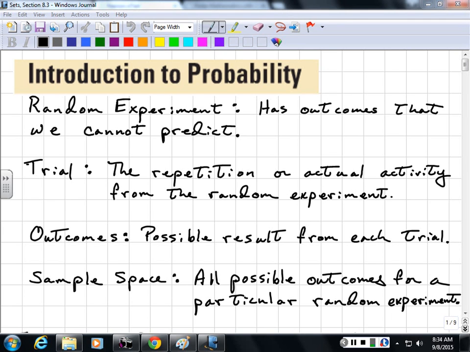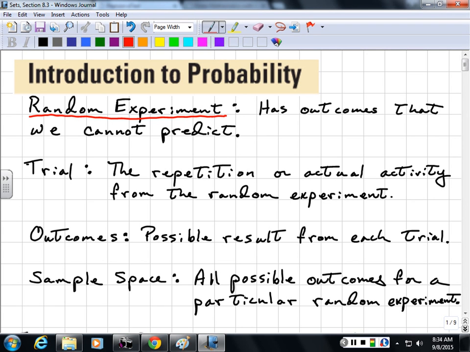All right, so when we talk about probability, we're going to introduce some terms that are important, and you need to know what they mean. Because if you don't know what they mean, it's going to be extremely difficult to actually follow through what I'm doing.